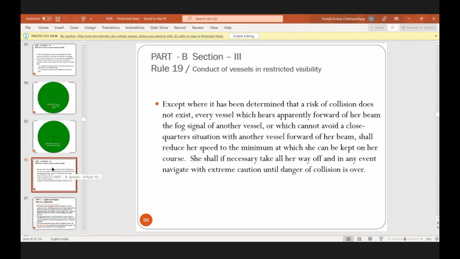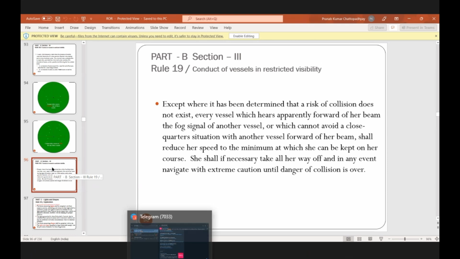How do you come to know this? Obviously, if you hear the sound signal, a very loud sound signal, very close to you, that means in this case it is indicating the presence of that vessel very close to you by the intensity of the sound signal. But in no way is it a means to determine risk of collision. It may indicate the presence of the vessel. It may indicate a close quarter situation with another vessel forward of our beam. But it is not a means of determining risk of collision, mind you.